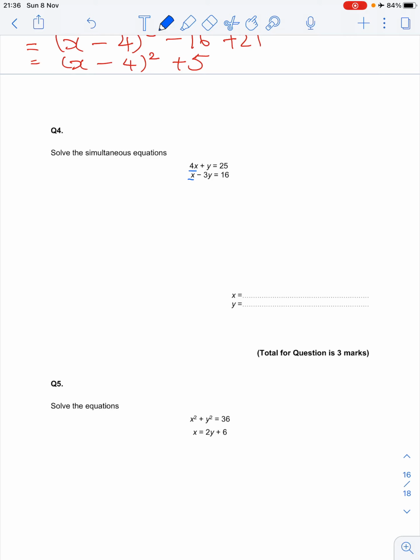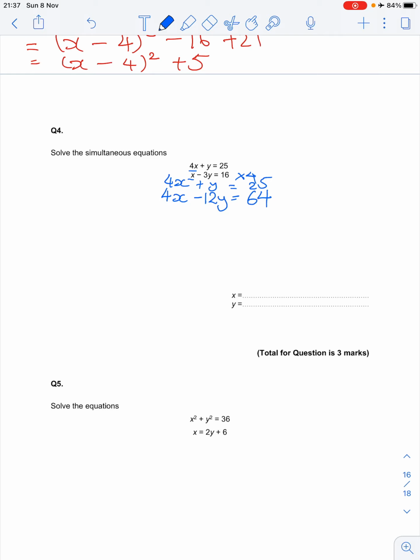I have 4 lots of x here, so I want to make the second equation also 4 lots of x, so I'm going to multiply the second equation by 4. So x times 4, I have 4x, minus 3y times 4, I have minus 12y. Then 16 times 4 equals 64. Then I'm just going to copy equation 1, which is 4x plus y equals 25. So we just copy that straight down.